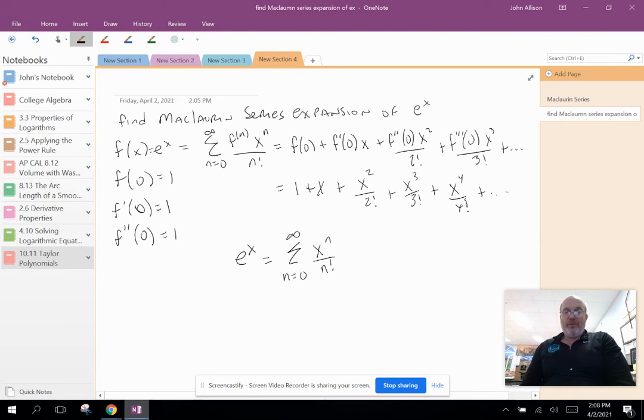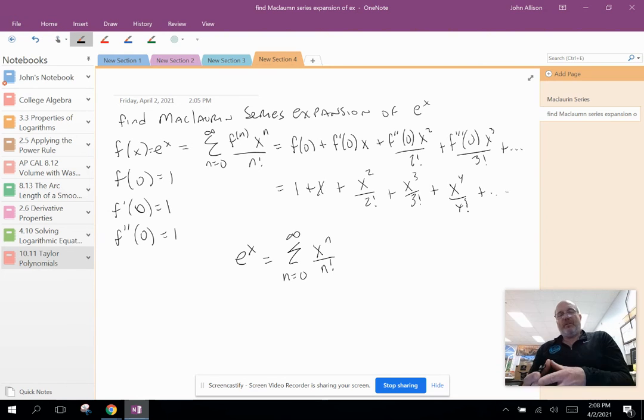X to the 0 power is 1, and 0 factorial is 1. X to the first power is x over 1 factorial. X to the second power over 2 factorial, and so on. But this infinite series is equivalent to e to the x. This allows us to approximate values of e to the x.